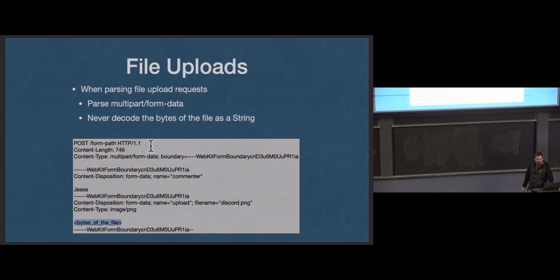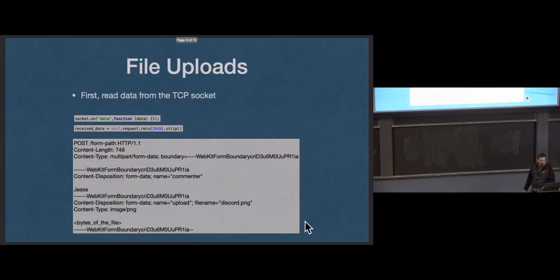So we're going to get this request. We've talked about how to parse this. I'm done talking about how to parse multi-part forms. If you have questions, I'll be happy to answer them. I just don't have anything else to say about them. So we know how to parse this. We're going to get the bytes of our file. And we're going to use something like this.